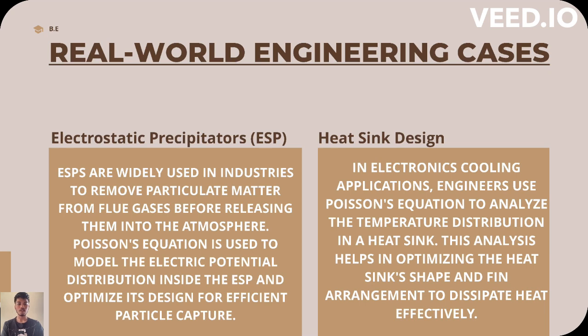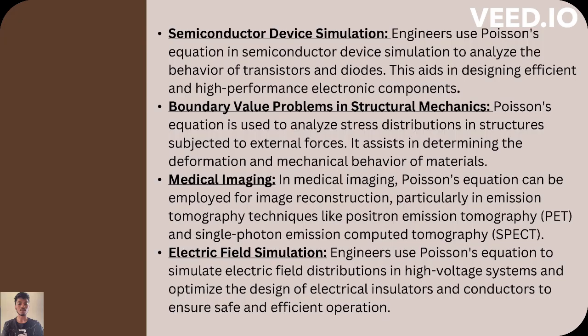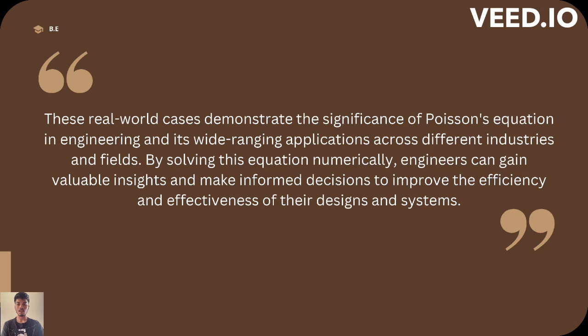Heat sink design in electronics cooling applications. Engineers use Poisson's equation to analyze the temperature distribution in a heat sink. The analysis helps in optimizing the heat sink shape and fin arrangement to dissipate heat effectively. The real-world cases demonstrate the significance of Poisson's equation in engineering and its wide-ranging applications across different industries and fields.